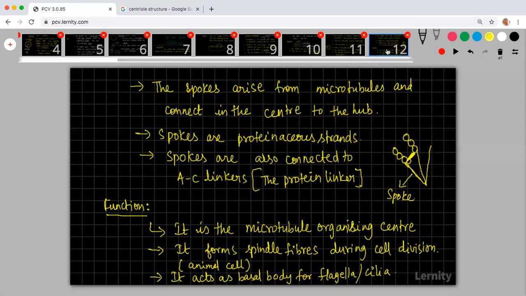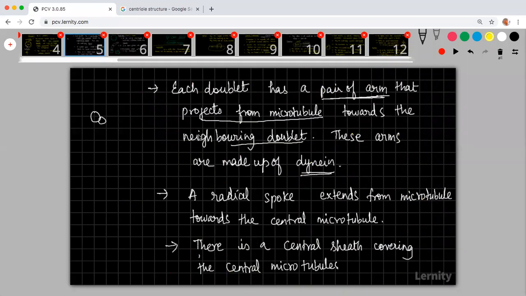Okay, with this we are completing centrioles. Fifth slide. Yes, both sides, centrioles will have a 9+0 structure only.